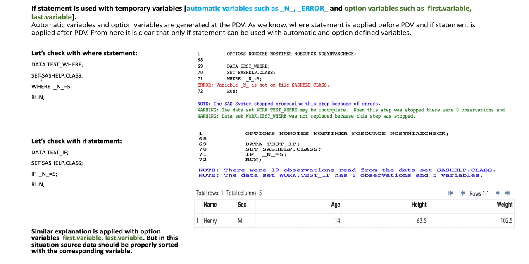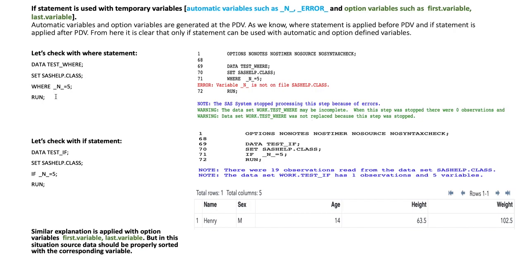We have two sets of code. In the first code, we are trying to check the where statement. In the second code, we are trying to check the if statement. In case of the first code, we have used the sashelp.class dataset where _N_ equals 5. That means we are trying to pull the fifth record from the class dataset.